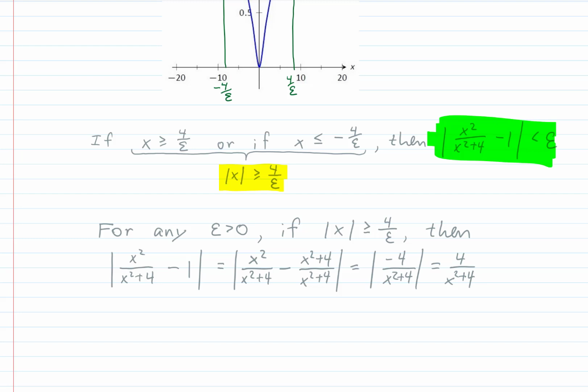Okay, which is less than 4 over x squared, because this denominator is bigger than this denominator, which means this fraction is smaller than this fraction. Okay?